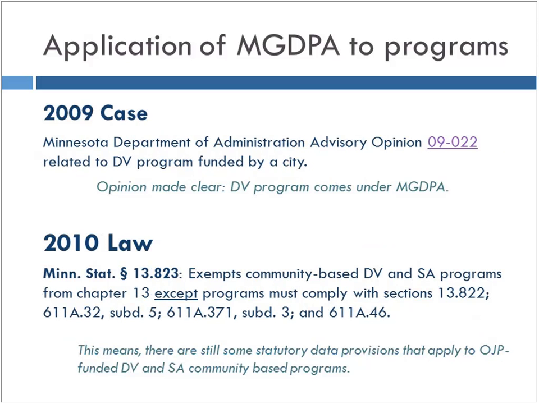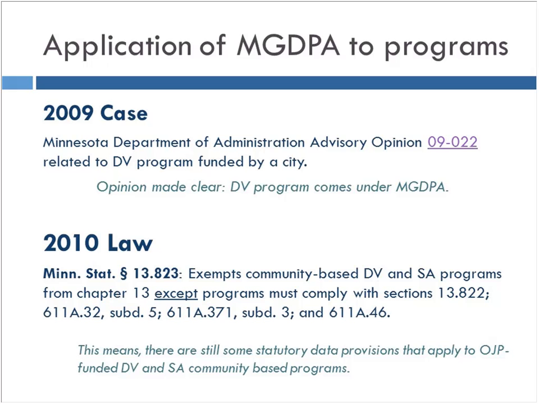That was made clear in a situation that happened in 2009 where there was a domestic violence program that was receiving grant funding from a city government entity, and the Department of Administration issued an advisory opinion which made it clear that that DV program, this community-based nonprofit DV program that received grant funding from the city, came under the Minnesota Government Data Practices Act, and as a result was required to comply with a data request related to its operations. Some of the things that they asked for were their volunteer manual and who's on their volunteer list and those types of things.